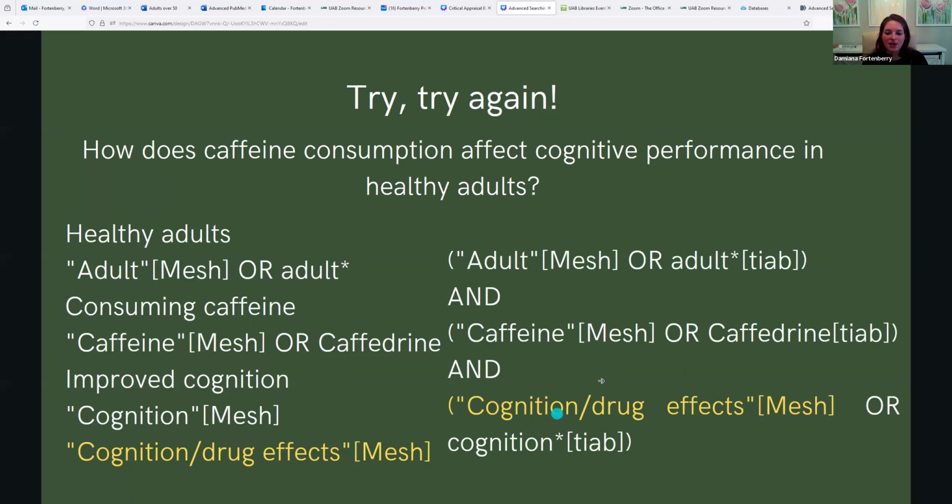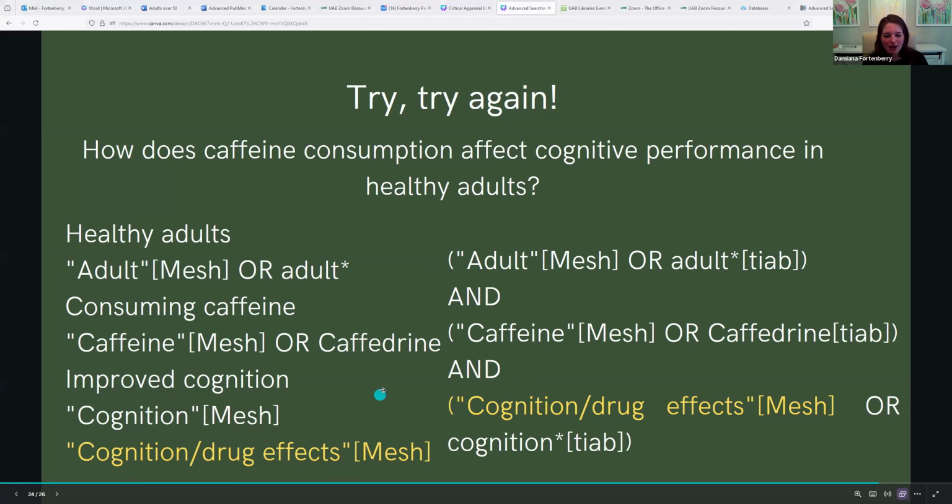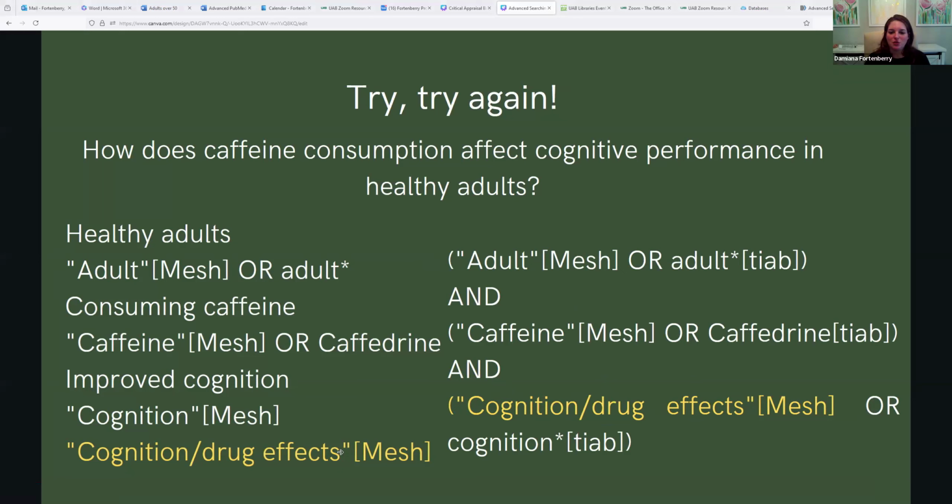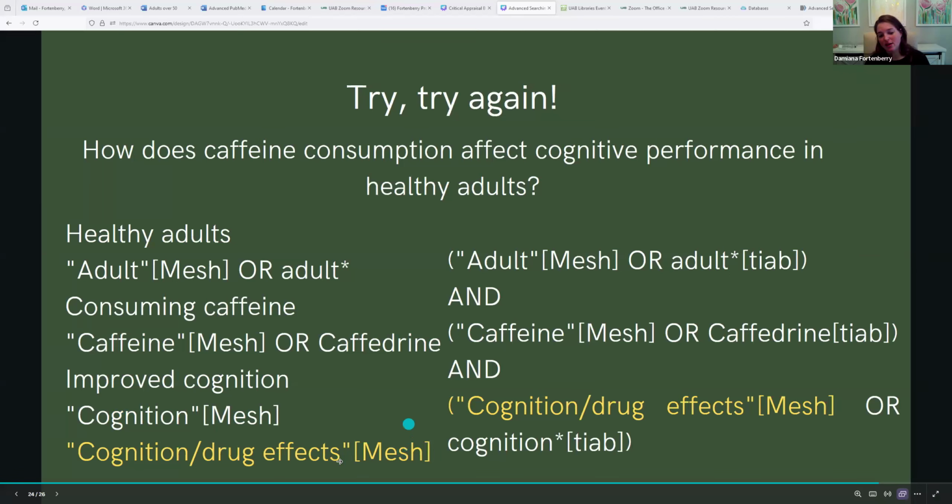And then this last little thing, I wanted to highlight, again, how iterative this process can and maybe sometimes should be. So if I replaced cognition, the MeSH term, with cognition slash drug effects, that's okay. I don't want there to be the impression that you have to use only one MeSH, or you can use both. You could say cognition MeSH or cognition slash drug effects MeSH. You could use both in the same search.